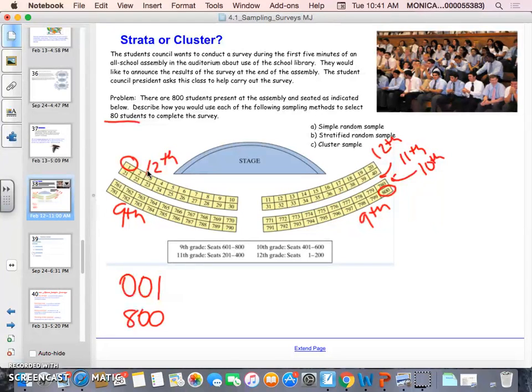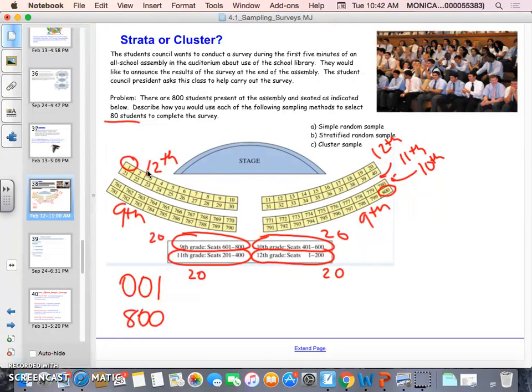All right, another way to do it would be to use a stratified random sample. In this case, I know that these are all 9th graders, these are all the 10th graders, these are all the 11th graders in these seats, and these are all the 12th graders in these seats. So they're all similar. I need 80 students to complete the survey, so I'm going to choose 20 from this section. I'm going to do a simple random sample of 20 in this section, in this section, and in this section.